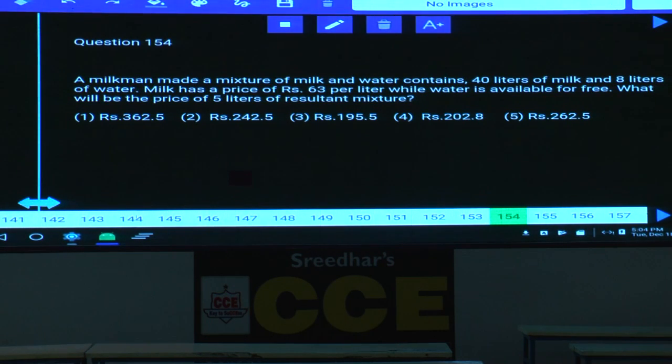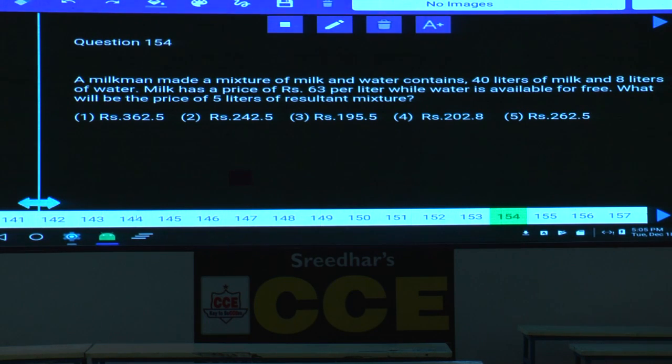Next. A milkman made a mixture of milk and water containing 40 liters of milk and 8 liters of water. Milk has a price of 63 per liter, while water is available free of cost. What will be the price of 5 liters of the resultant mixture? Now, so what is the milk cost?